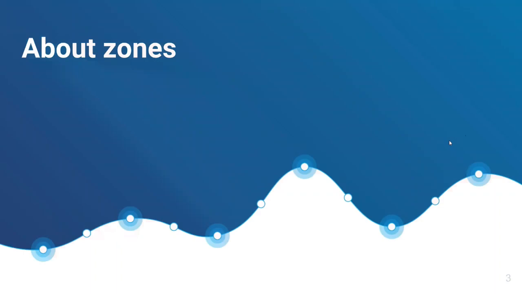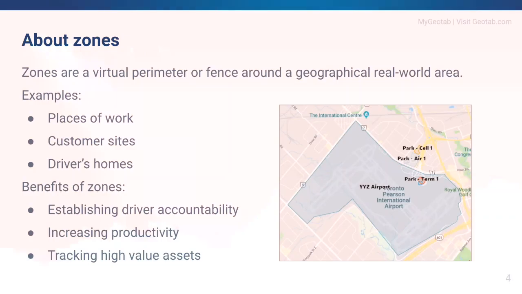So starting off with just about zones. So zones are a virtual perimeter. It's a saved location is really all that a zone is. So it's a perimeter or fence around a geographical real world area. So any area that you want to demarcate. So some examples that you might use of zones, places of work, customer sites, drivers' homes. You can use it for vendor locations or job sites or really anything under the sun that you can think of. But at its core, all a zone is, it's a saved location.